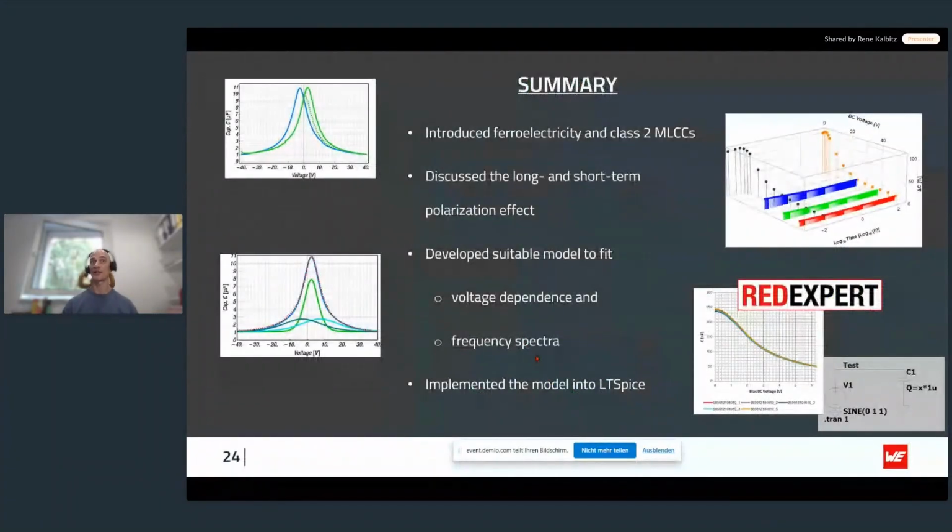Which brings me to the end of my talk, in which I have given you the introduction of ferroelectricity and class 2 MLCCs in general. I have roughly sketched the development of the mathematical model, which is suitable to describe voltage and frequency dependence of the MLCCs. So I hope I could illustrate the background and all the work that was necessary to create the LTspice model for our products.